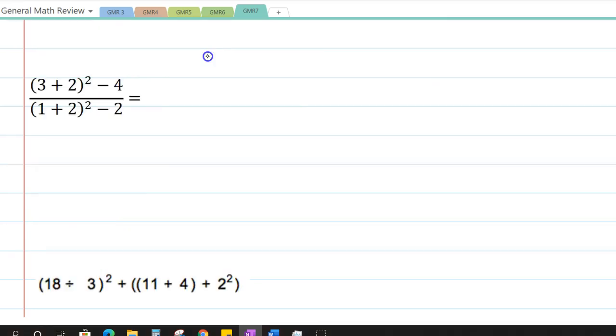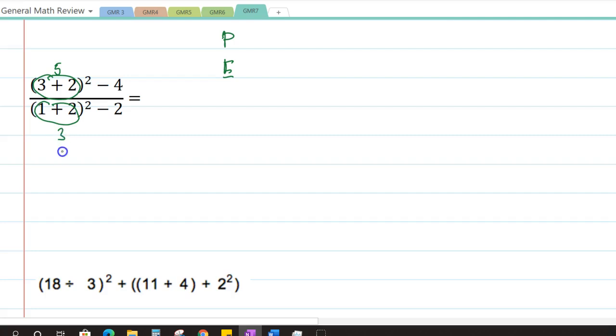In this problem, we have a combination of exponents, parentheses, division, and subtraction. So what we need to do is follow the order of operations. Order of operations says to do the parentheses first, then the exponents. Inside my parentheses, right here, I have 3 plus 2. 3 plus 2 is 5. Also inside my parentheses on the bottom, I have 1 plus 2, which gives me 3.